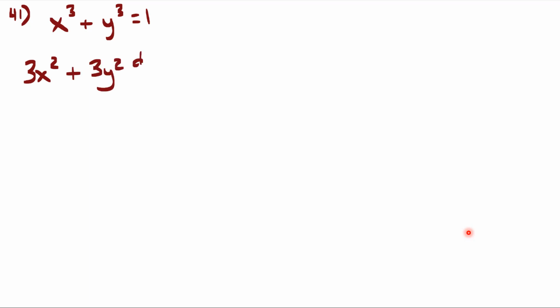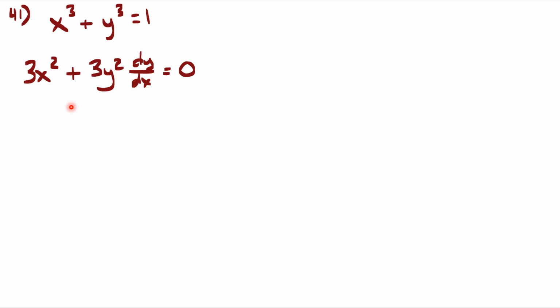Alright, next on the list. 41. 41, here it is. Here's what we got. And I think 41 says we're going to find the second derivative, right? It's the second derivative that we're trying to find. Okay, let's go. Let's find the first one. First derivative is pretty easy. First derivative is there. So power rule, and then we got dy/dx, and the derivative of 1 is 0.